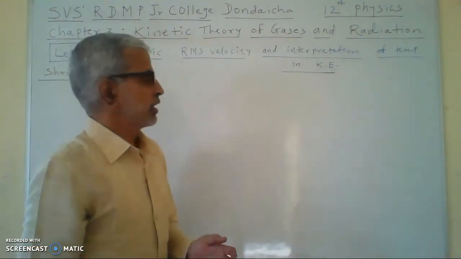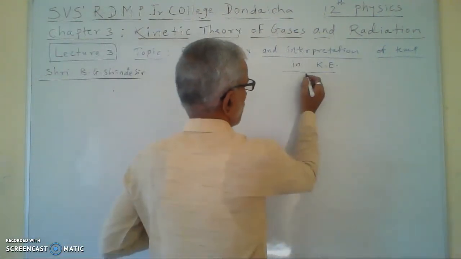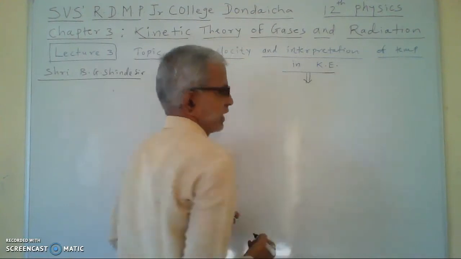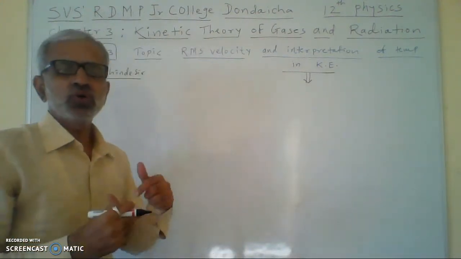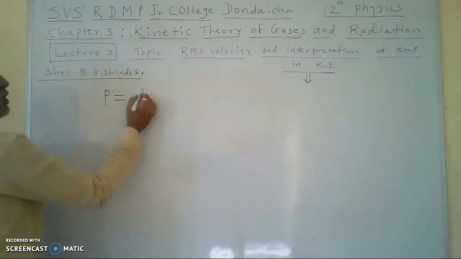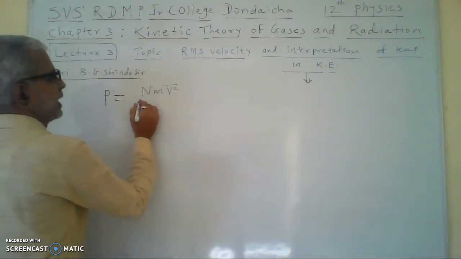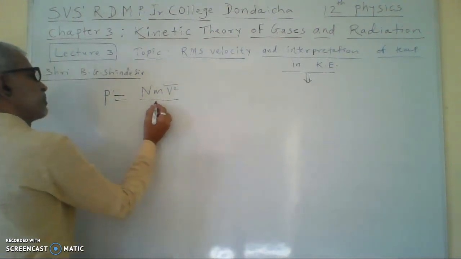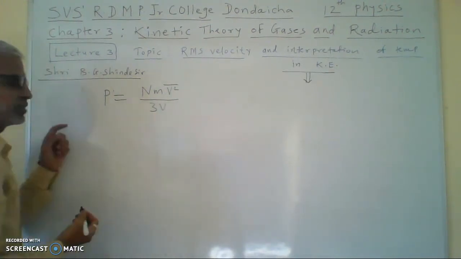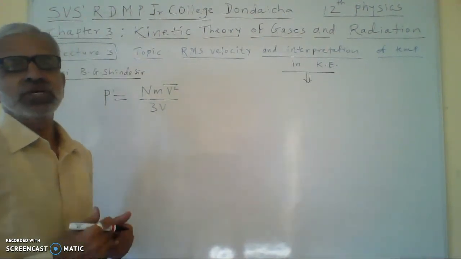Now let us see interpretation of the temperature in kinetic energy. For this purpose also we see the formula P is equal to N m V square bar divided by 3V. This is the expression for pressure. Now let us rearrange this expression.